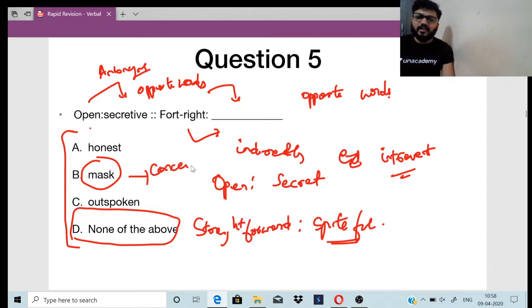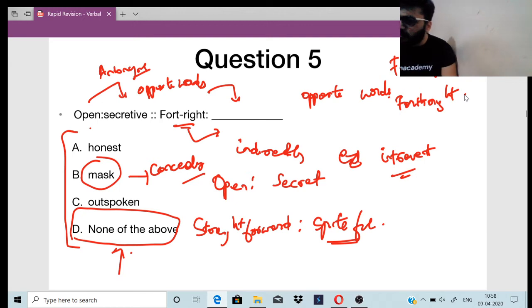Mask is concealing yourself. So you are roaming around open, and you conceal yourself with the mask. So that is called a mask. So none of the above is the answer because you do not have a proper synonym for forthright. There are two spellings: one is forthright with a hyphen, and another one is forthright. Clear everyone? I confused you a bit, right?